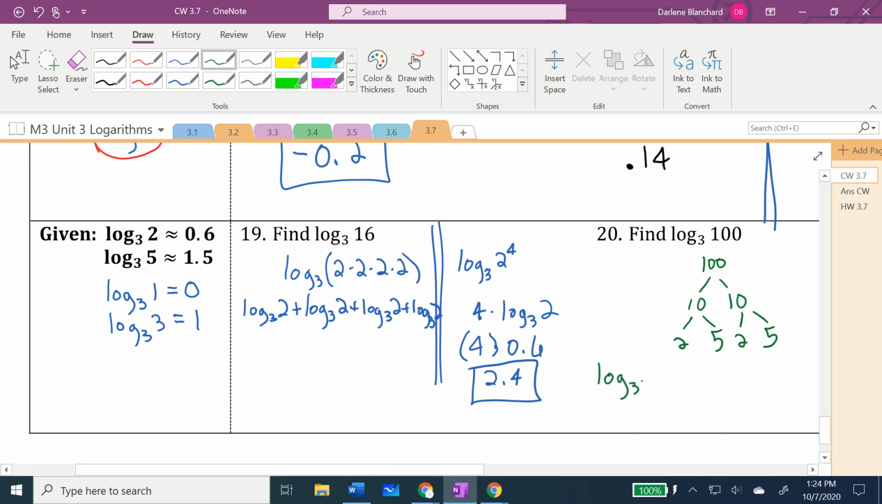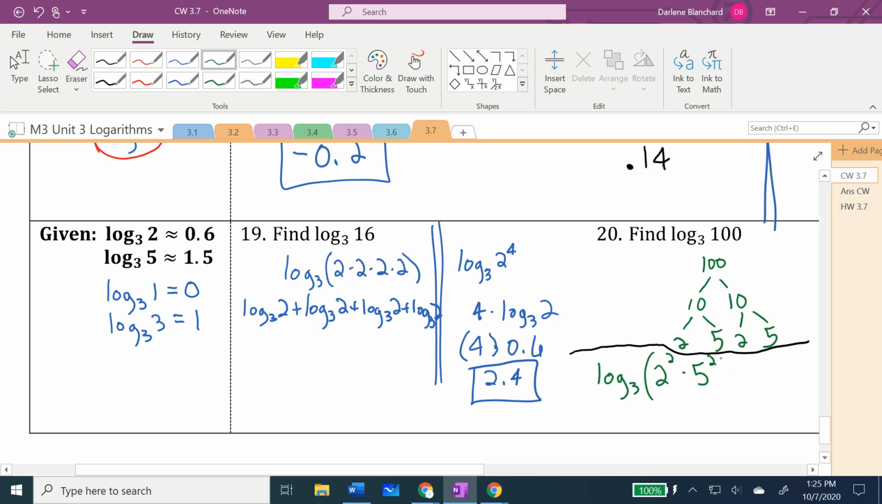Could you put log 3 to the fifth times log 3 to the second squared, like they're in parentheses in the square? So you mean 2 squared and 5 squared? Like that? Yes, you can.